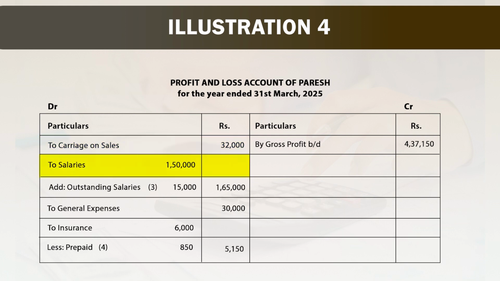Then, friends, salary we have 1,50,000 and outstanding salary, that is 15,000. Whatever numbers are written in the bracket show the number of the adjustment. So, you see adjustment number 3 where you are given outstanding salary of 15,000.